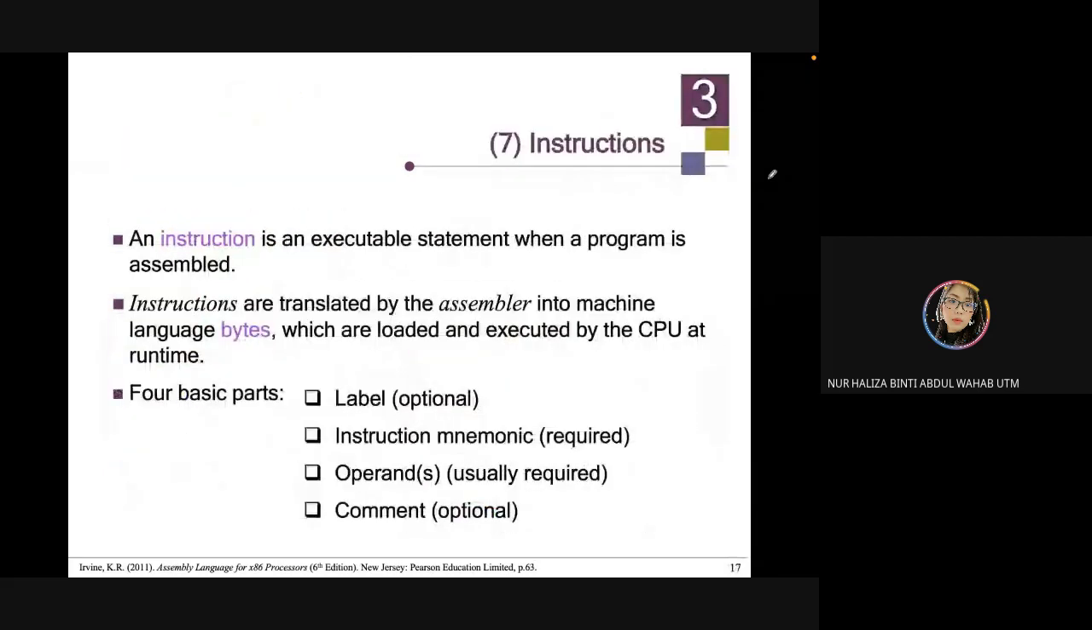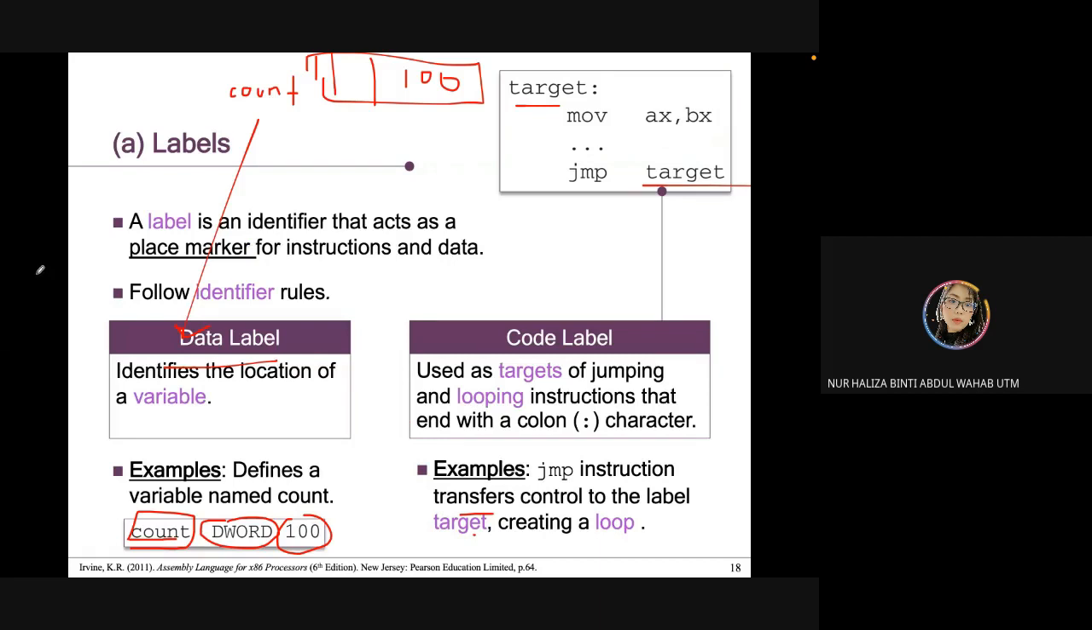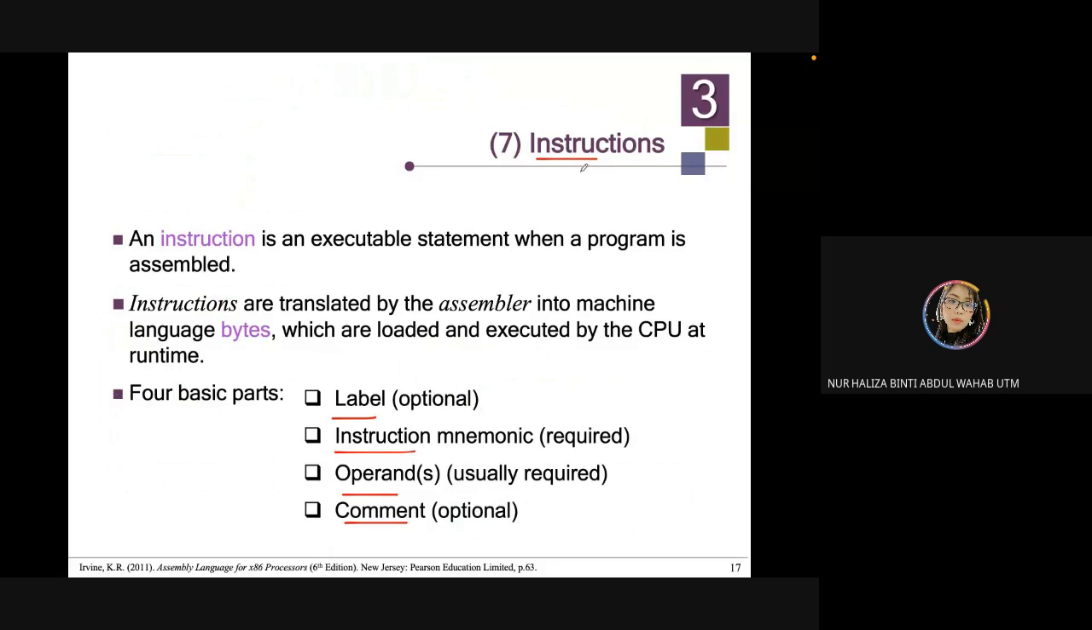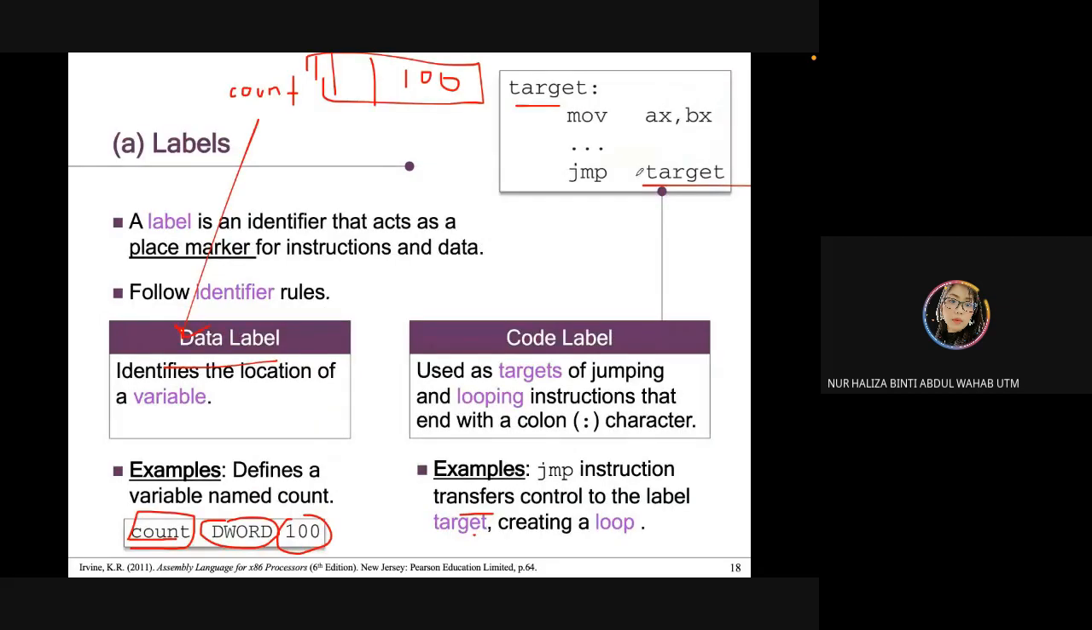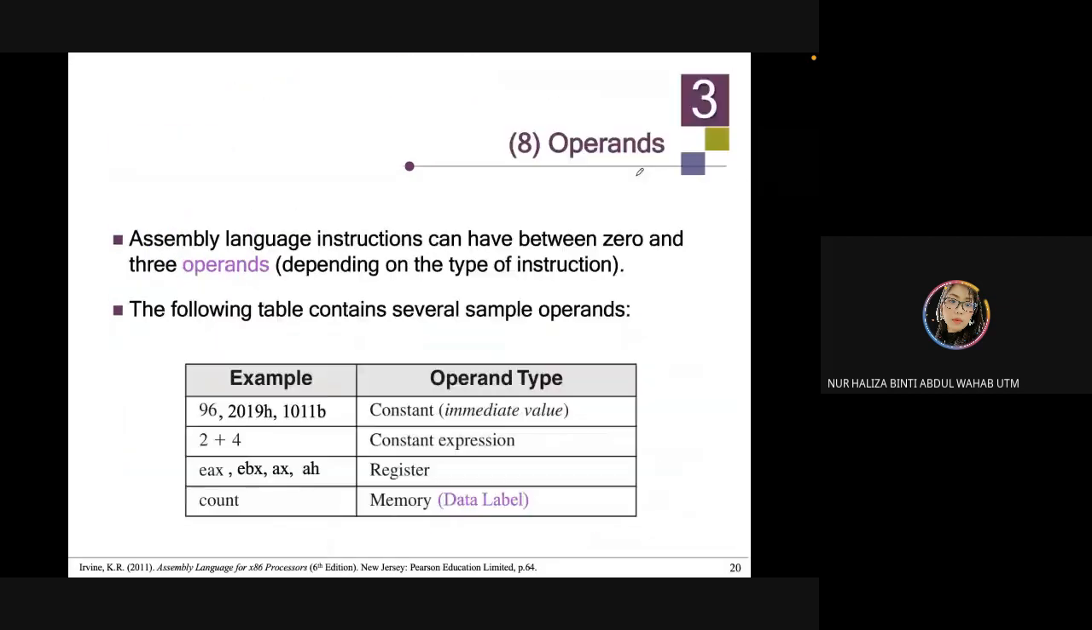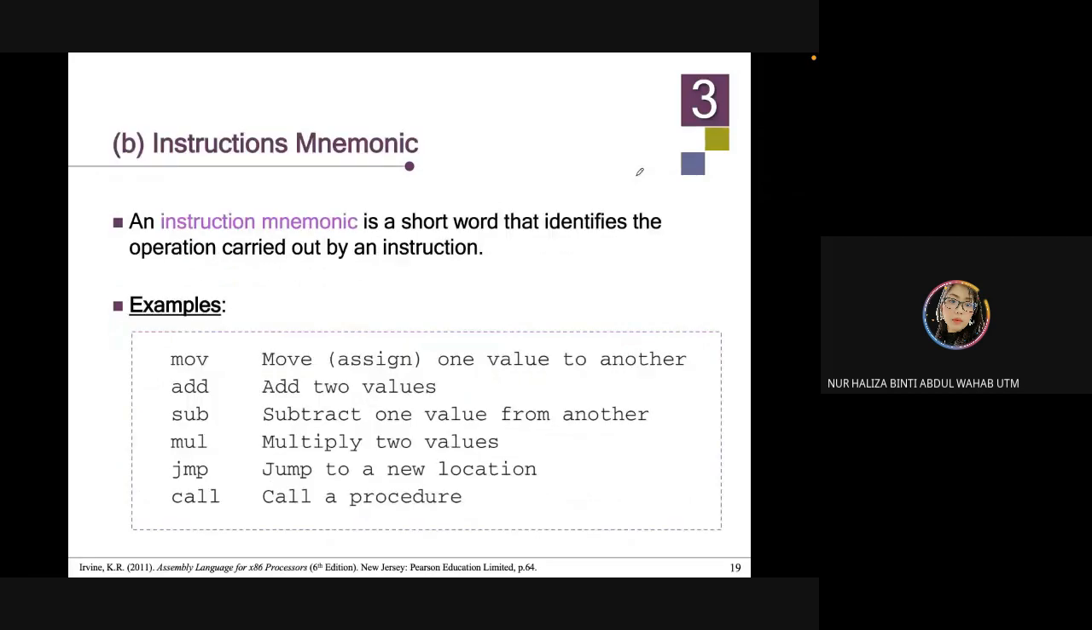Okay, this is still under instruction, okay, because you have label, instruction, mnemonic, operand, or command. So these data labels, these code labels are under instruction. So you instruct, you give instruction. And second is the instruction mnemonic. This is the things that I mentioned just now. Move, add, sub, mul, JMP, call.